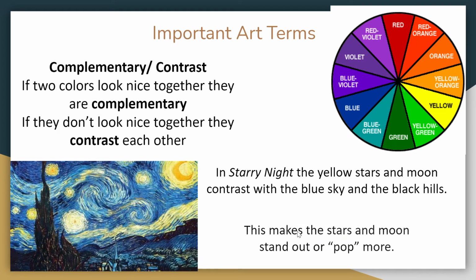And because of this contrast, the stars and moon, they stand out or pop more. We see the yellow moon much easier because of this blue sky it is on. So these contrasting colors help stuff pop, helps us see things in paintings more easily.